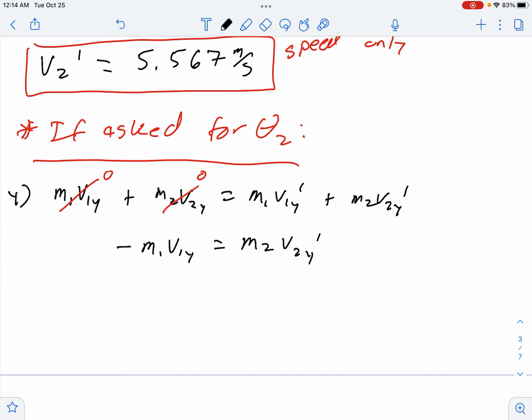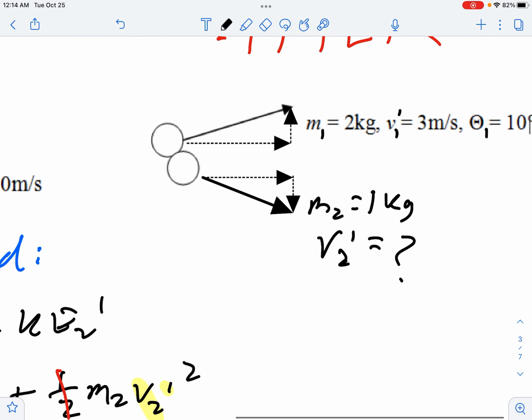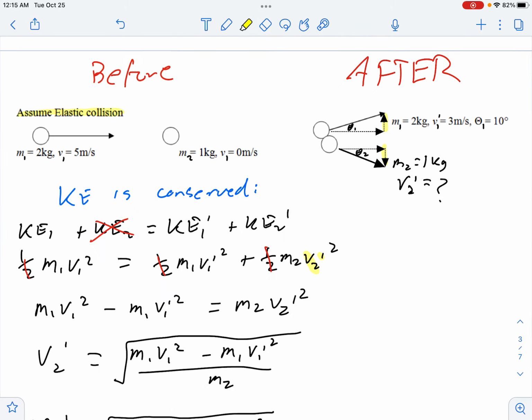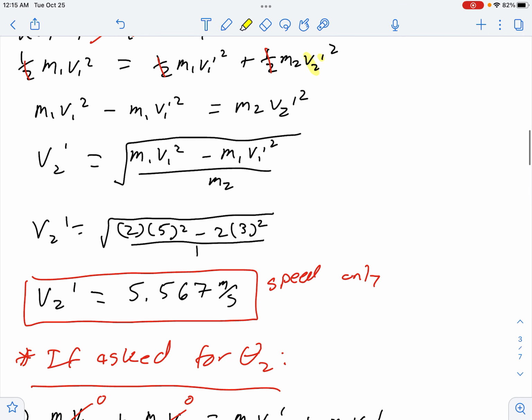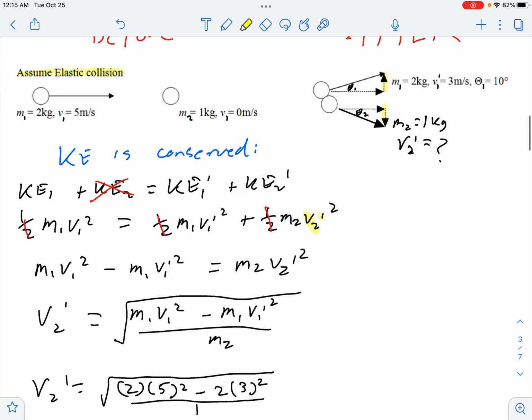So if I go back to my diagram, now I'm going to put these angles in here. So this would be angle 1, and this would be angle 2. These pieces here are opposite of the angles, and we're given the hypotenuse. For v1 prime, it's 3 meters per second, and for v2 prime, that's the 5.567 meters per second that we solved for. So we've got the hypotenuse and these y pieces opposite, so it means sine functions.